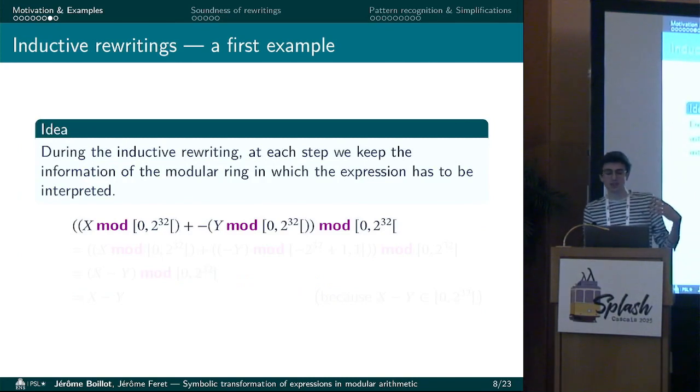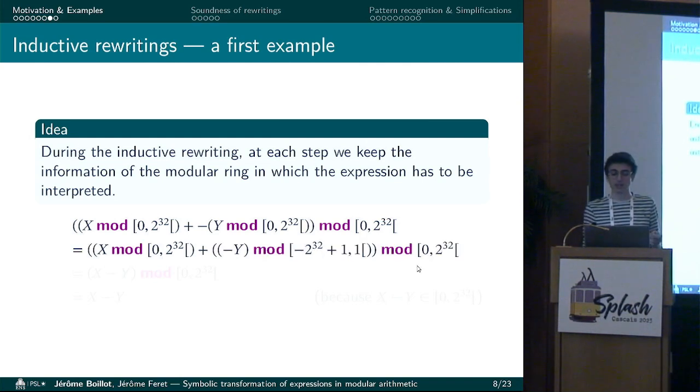So the idea is that during the inductive rewriting, at each step, we keep the information of the modular ring in which the expression has to be interpreted. So at first, this is the expression we had with all the modulo explicit. First, we apply the unary minus. As we saw earlier, it's just minus y evaluated in the modular ring with opposite values.